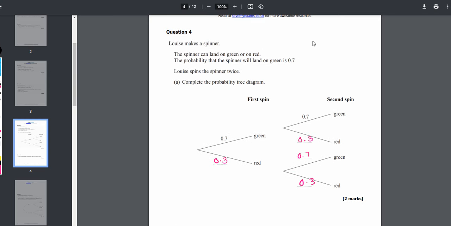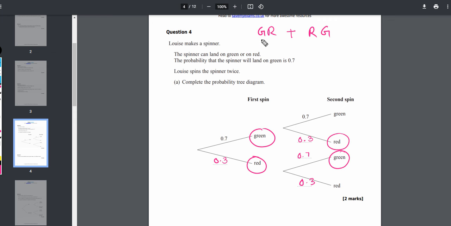So for two different colors, we want green with red, and we want red with green. We do not want green and green, and we don't want red and red. So in order to find this probability we will do it like this. So in the first spin we want green, in the second spin we want red. Okay, so this will be the case, plus if in the first spin we get red, then in the second spin we want green. So this is the second case.